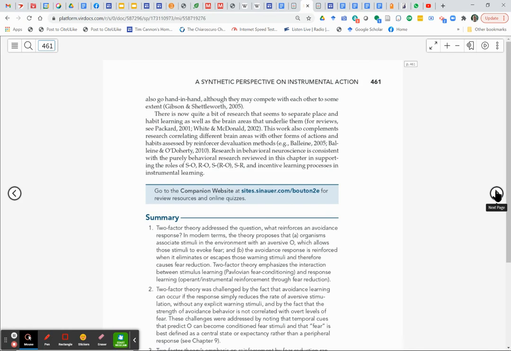And finally, there is now quite a bit of research that seems to separate place and habit learning, as we just saw, and complements research correlating different brain areas with other forms of actions and habits assessed by reinforcer devaluation. Research in behavioral neuroscience is consistent with the purely behavioral research reviewed in this chapter in exploring the roles of S-O, S-R-O, and S-R, and incentive learning processes in instrumental learning.